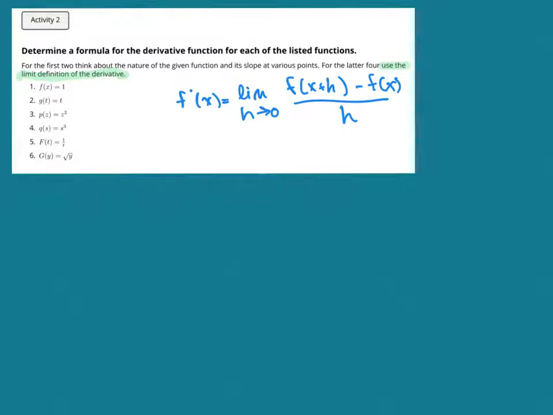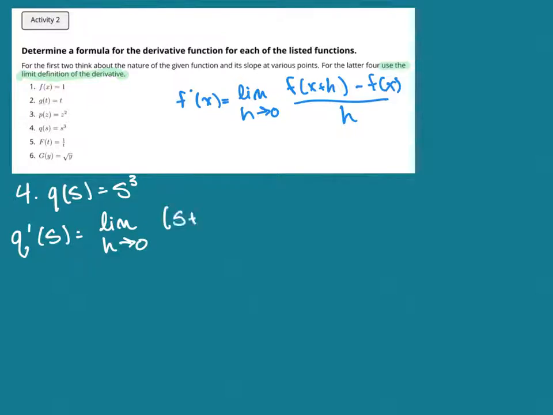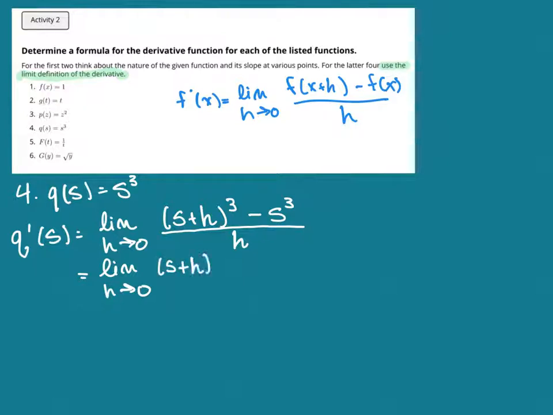All right, on to the next example. 4, q of s is equal to s cubed. Now I predict this will be a similar process to the previous one. Q prime of s is equal to the limit as h goes to 0 of s plus h, quantity cubed, minus s cubed, all over h. All right, the limit as h goes to 0 of, oh boy, what is s plus h quantity cubed? Let's do it one piece at a time. That's s plus h times s plus h squared.